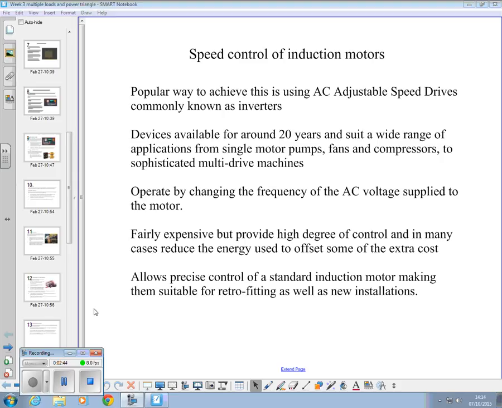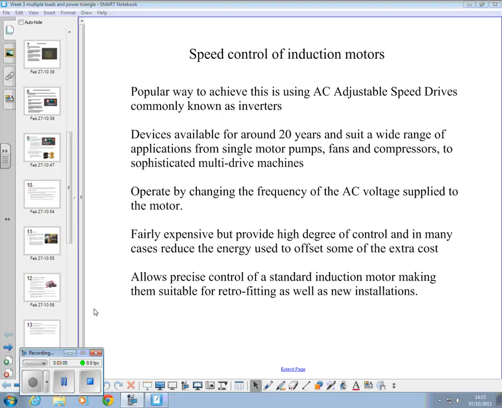They operate by changing the frequency of the AC voltage applied to the motor. So, as we talked about in last week's session, the synchronous speed of the motor is all related to the frequency of the sine wave in the first place. Well, our AC mains in this country is fixed at 50 Hertz and ain't going to change.